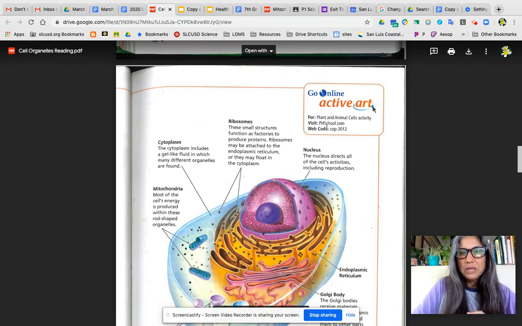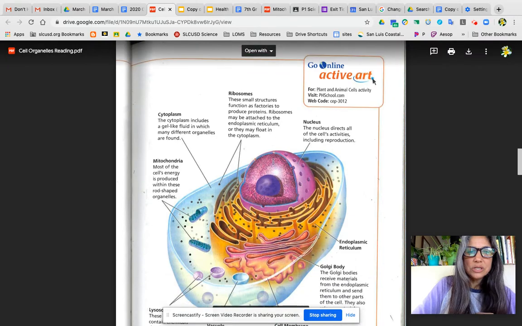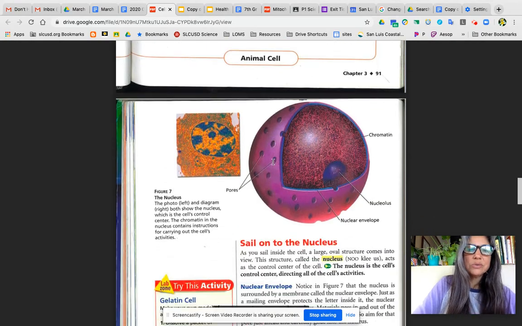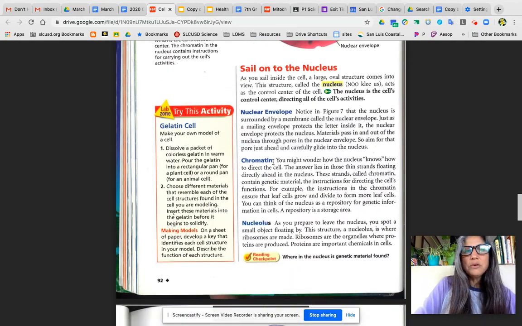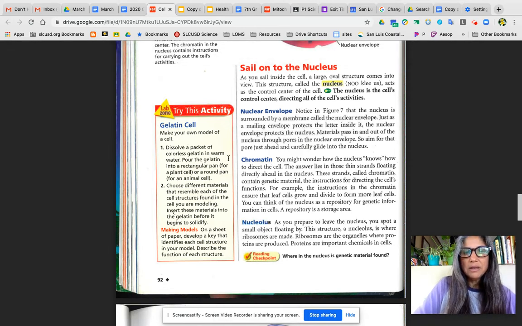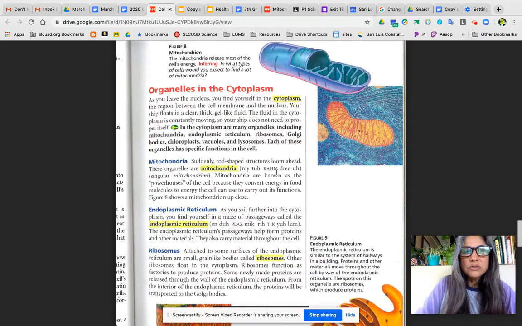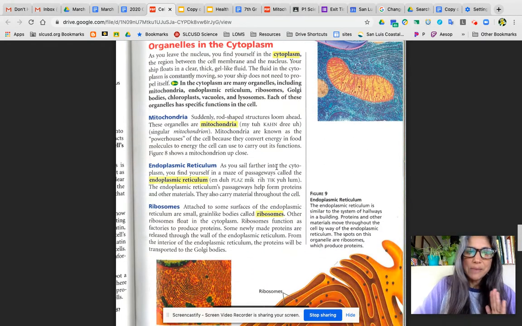There's a web code here if you want to go to Prentice Hall School and do the interactive version. That's available for you as well. If you're making the cell model, there's directions right here on the side of the page. And everything that you guys are learning this week is in this chapter.